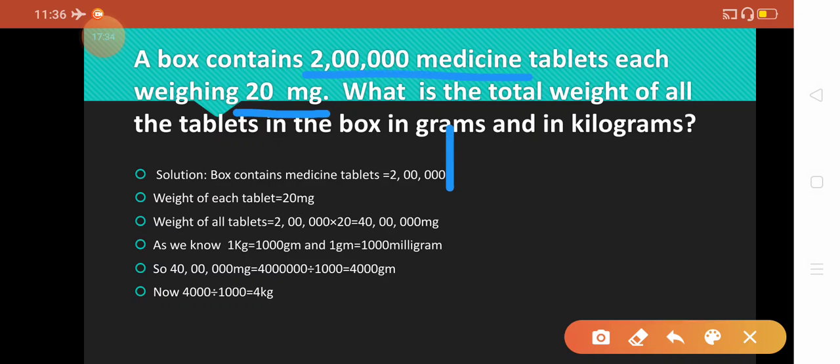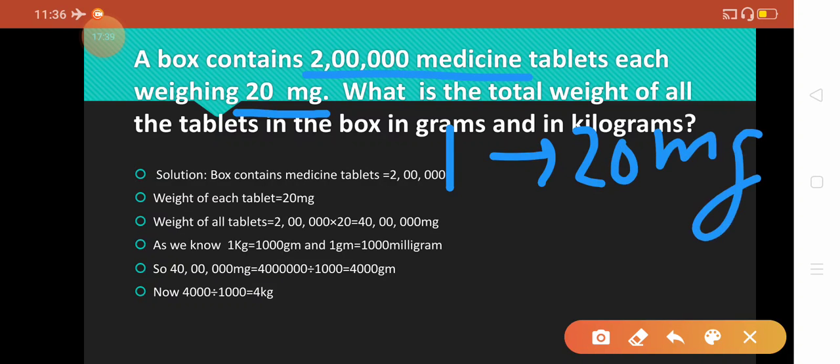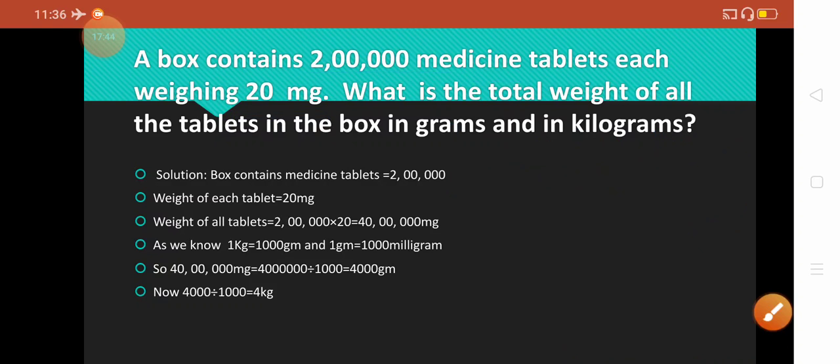One tablet has a weight of 20 mg. Now you have to find the weight of 2 lakh medicines. So you can take it like this. For example, you have 2 apples. One apple weighs 50 gram. So 2 apples weigh 50 plus 50, 100 gram. If you have 3 apples, 50 plus 50 plus 50, 150 gram. If you have 4 apples, 50 plus 50 plus 50 plus 50, 200 grams. In this way we will add for each one.